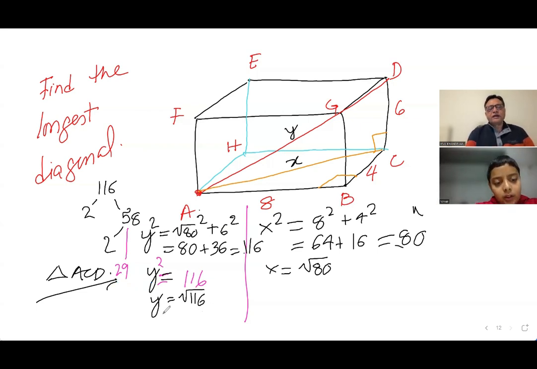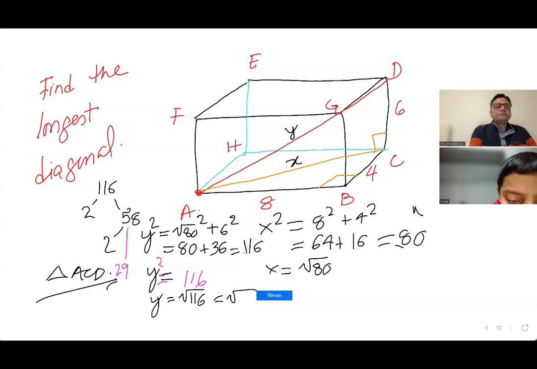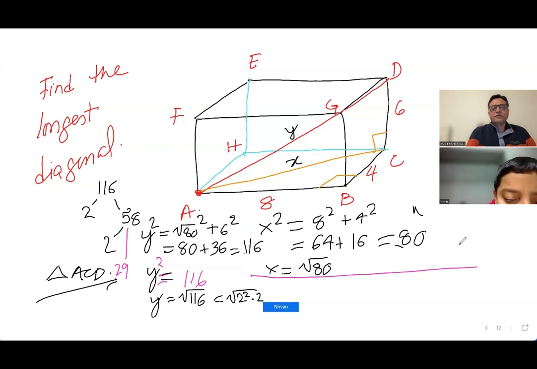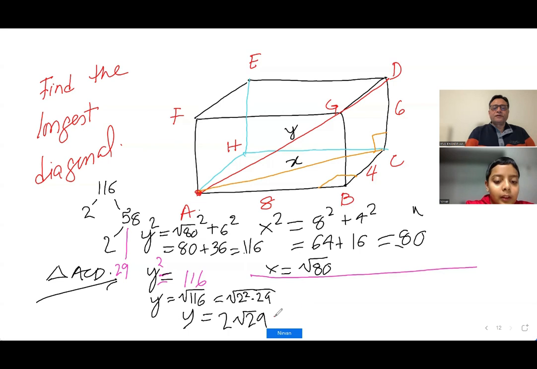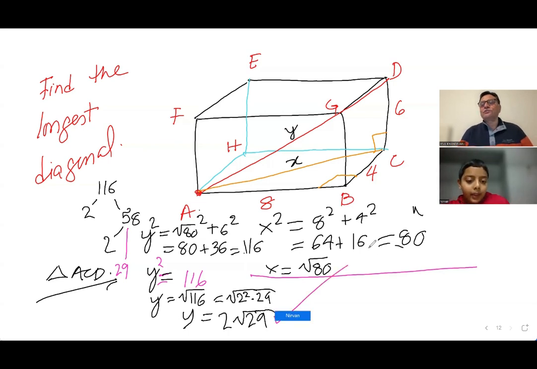So what is Y equals to? Y equals to, so there's a 4, 2 square. Okay, so Y equals to 2 square times 29, right? Yeah, 29. So then Y equals to, finally we got 2 square root 29. Perfect. So that is how you're going to solve it.